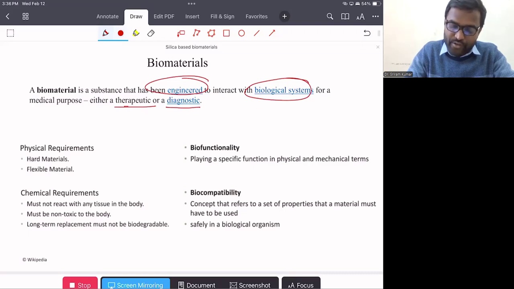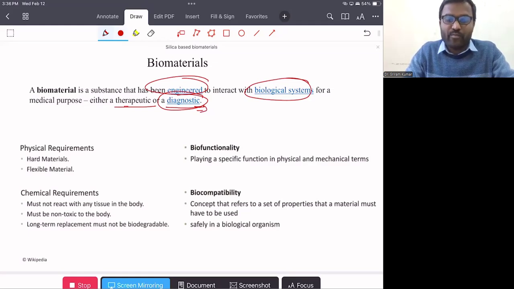The second is the diagnostic application, where you use the biomaterial to diagnose a particular disease, or based on a particular marker. This means testing for a particular disease, or diagnosing that particular problem in our body. So we now understand that biomaterials are engineering materials. We customize that material, and it is used for medical purposes.